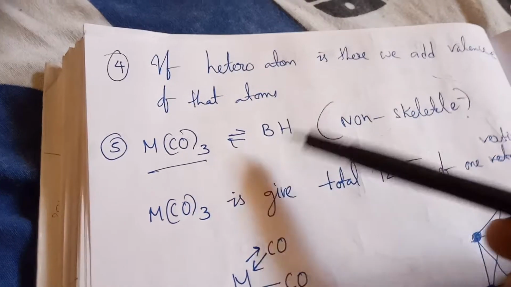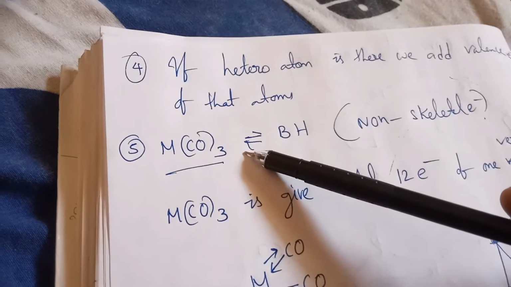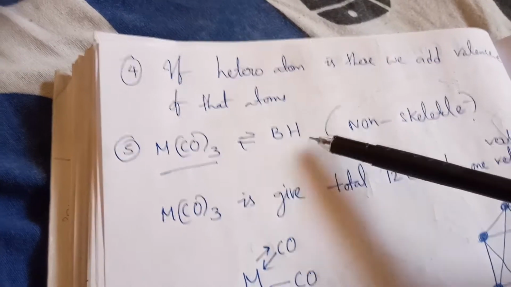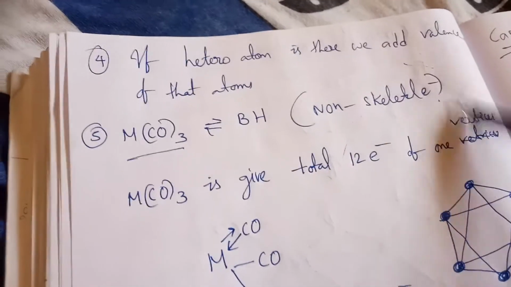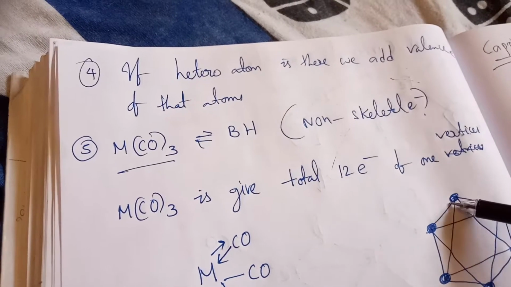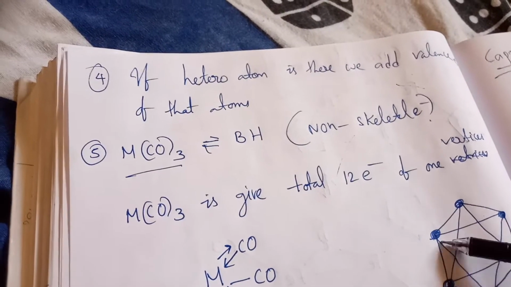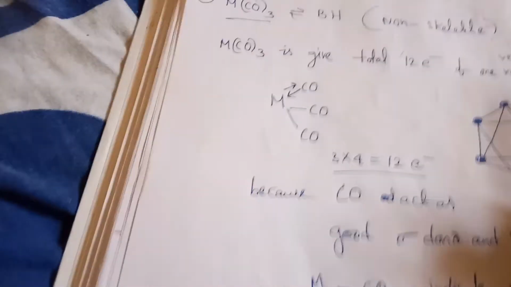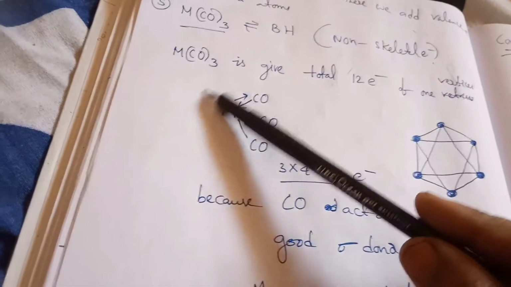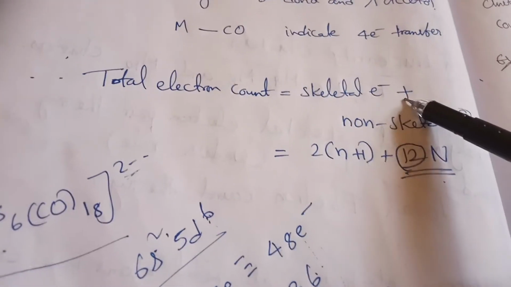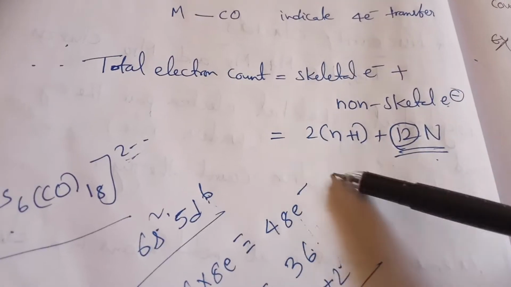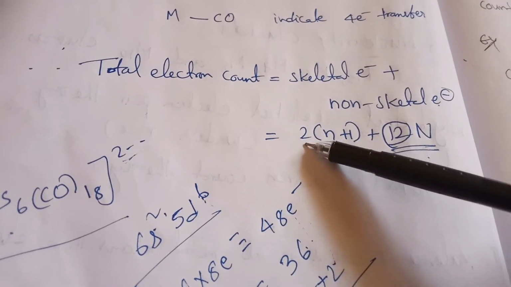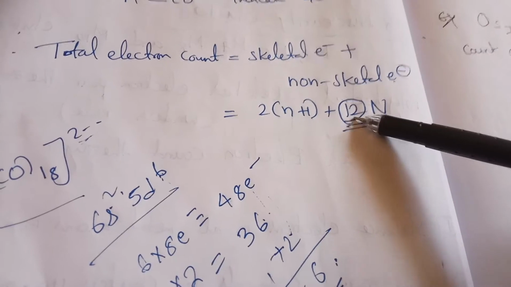So the M(CO)3 unit, replaced by the BH unit, is nothing but non-skeletal electrons. Skeletal electrons means how many electrons are involved in the bonding. According to the total electron count, the total electron count is equal to skeletal electrons plus non-skeletal electrons. Skeletal electrons is 2n plus 1, and the non-skeletal electrons are 12N.